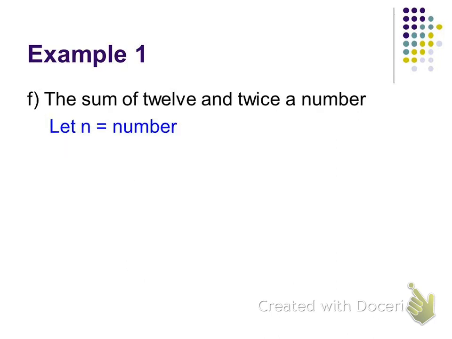The sum of 12 and twice a number. I already have the first step up there, the let statement, let n equal a number. Sum means add. So we're going to add 12 and 2n. Good. Now, the cool thing about addition is that order doesn't matter. If you put 2n plus 12, that's the same thing as 12 plus 2n.